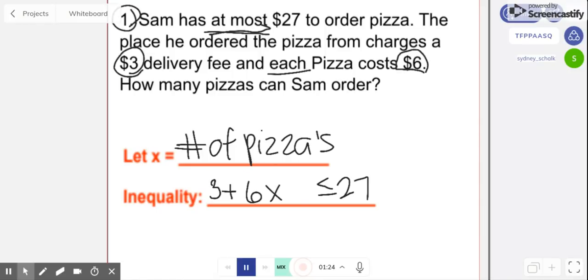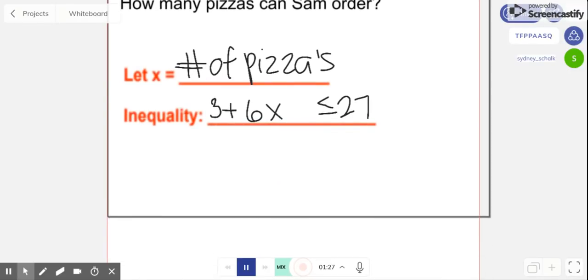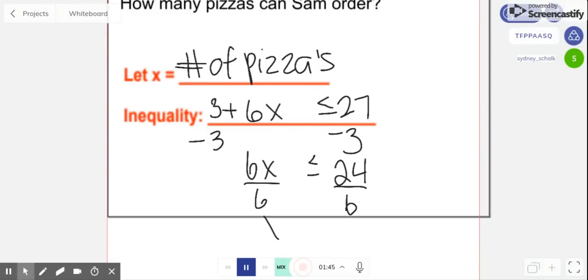Next step is we just go ahead and solve it. The first inverse operation would be subtracting 3 from both sides, and I'm left with 6x on the left is less than or equal to 24. And the final step is divide by 6 on both sides, and I get x is less than or equal to 4. Now I don't have to flip the sign because we divided by a positive. So in the end, the maximum amount of pizzas that he can order is 4. He can order 4 or less pizzas. X is less than or equal to 4.